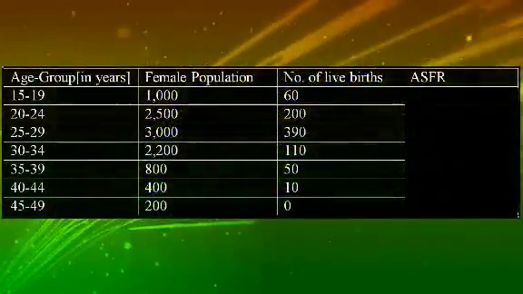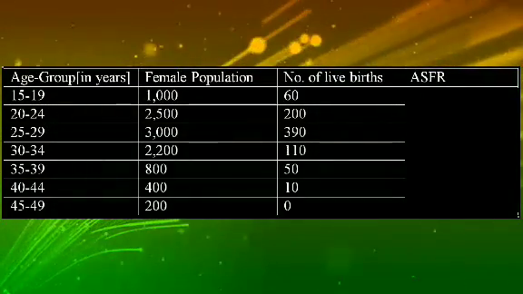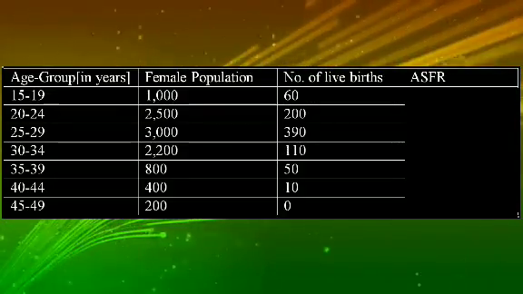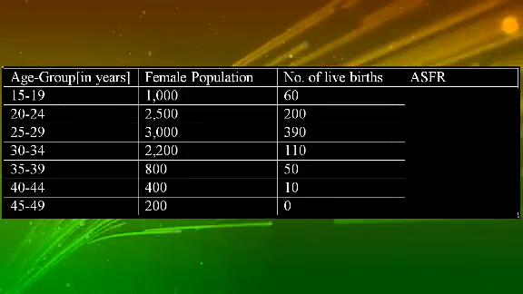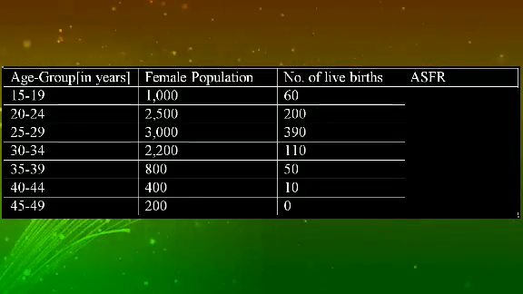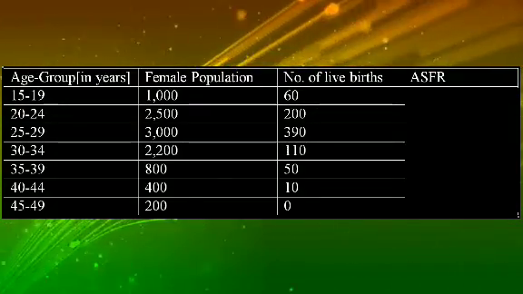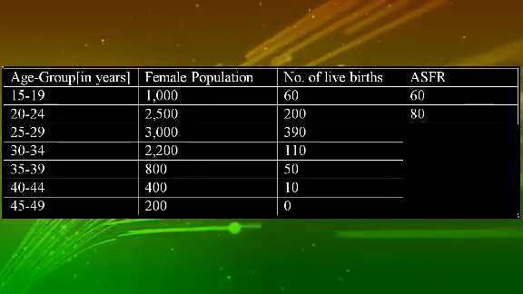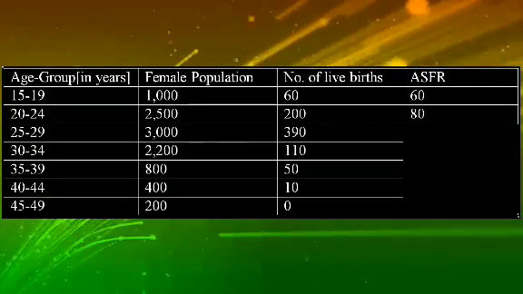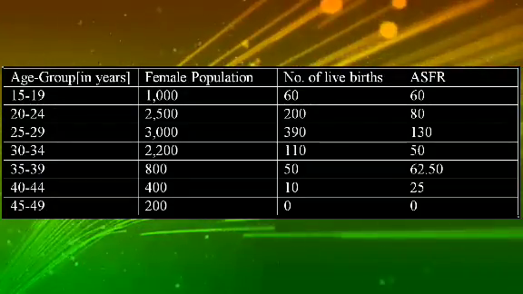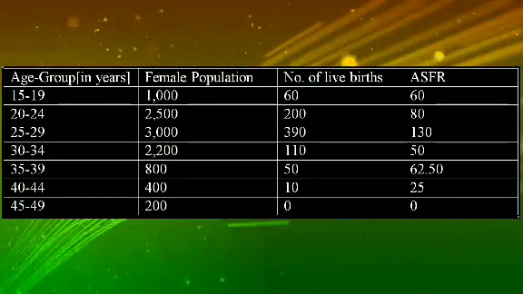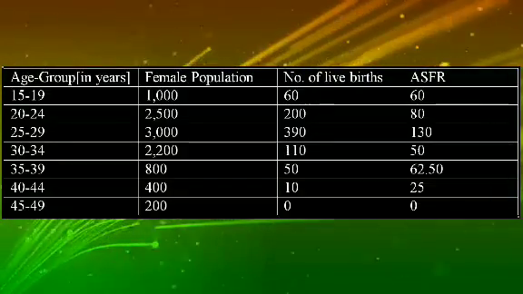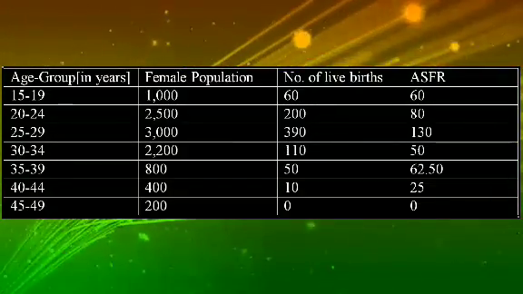In this example, as you can see, different age groups are given along with the female population and the number of live births. Now, in order to find TFR, the first step is to find all the ASFR values for the given age groups. For the first age group, 15 to 19, find the respective ASFR value. For the next age group, find the ASFR value, and similarly compute the ASFR value for the given age groups. After computing ASFR values, find the total ASFR value. Based on this, you can compute the TFR value.